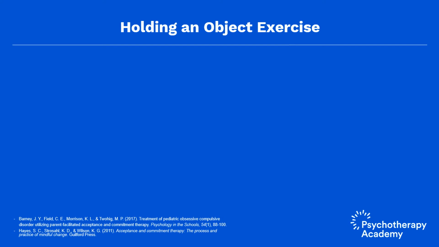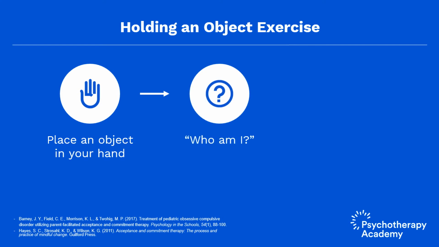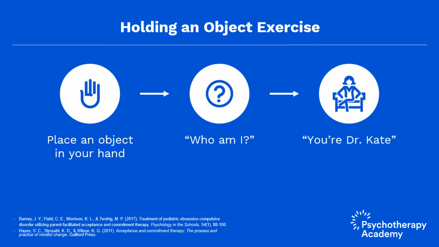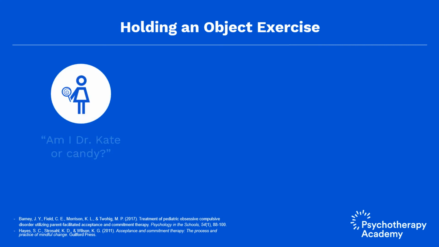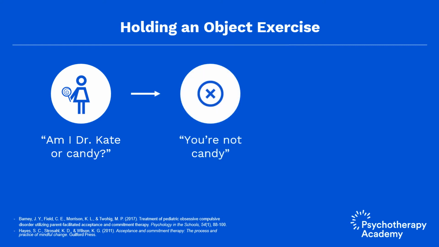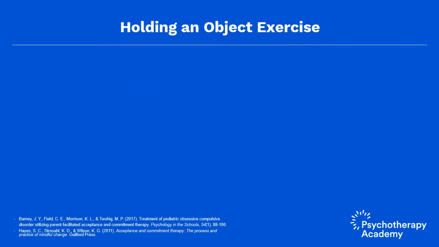I learned that from one of my supervisors in grad school. They primarily work with kids. They would hold out their hand and they would place an object into their hand. Let's say you had a piece of candy and you put it in your hand and ask them, "Who am I?" And they're like, "Well, you're Dr. Kate." Like, "Right, but I'm holding this candy. Am I still Dr. Kate or am I now candy?" And they're like, "What? No, you're not candy. You're Dr. Kate." Like, "Well, right, but I'm holding candy. How can I be Dr. Kate and also hold candy at the same time?"